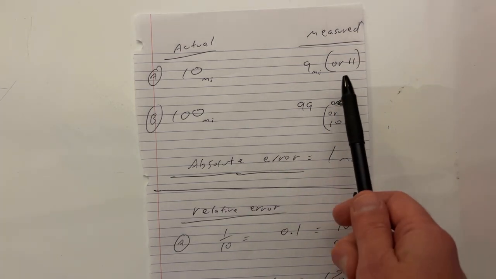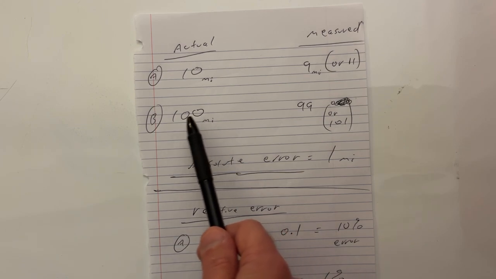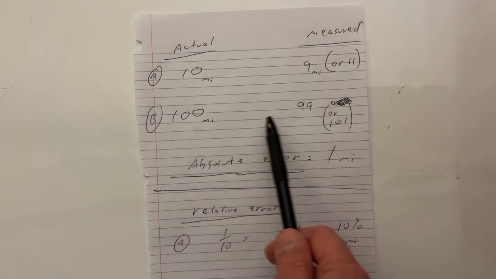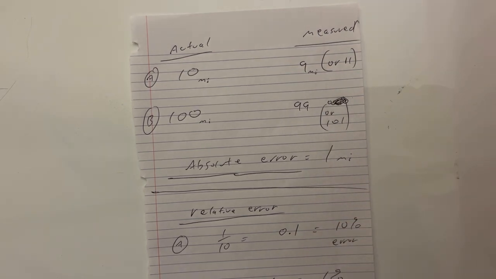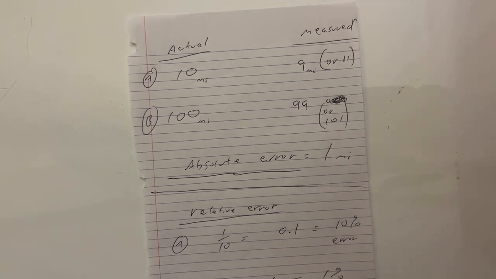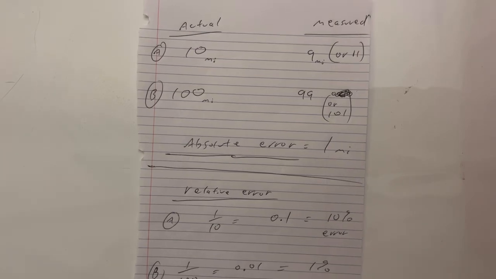And that absolute error will be the same for the 100 miles. You're supposed to measure off 100 miles, but instead you get 99, or you could get 101. Either way, you're off by 1 mile. Your absolute error is 1 mile. So you can describe this two different ways.